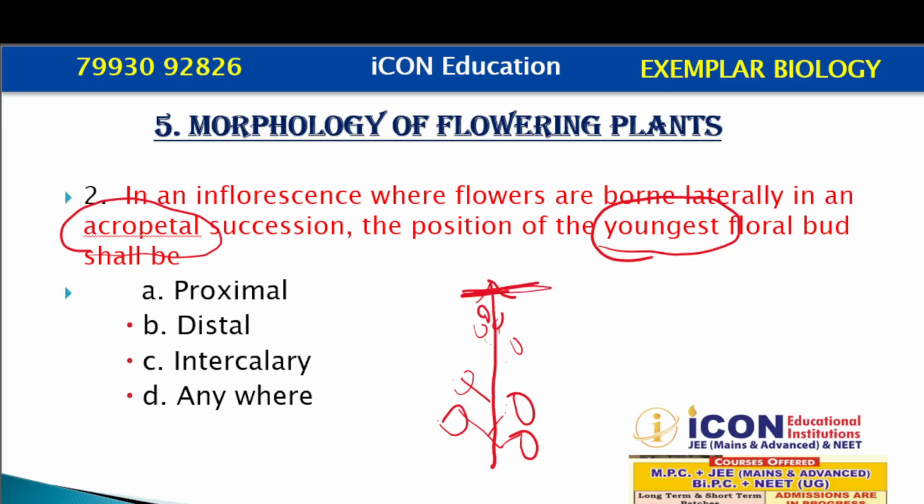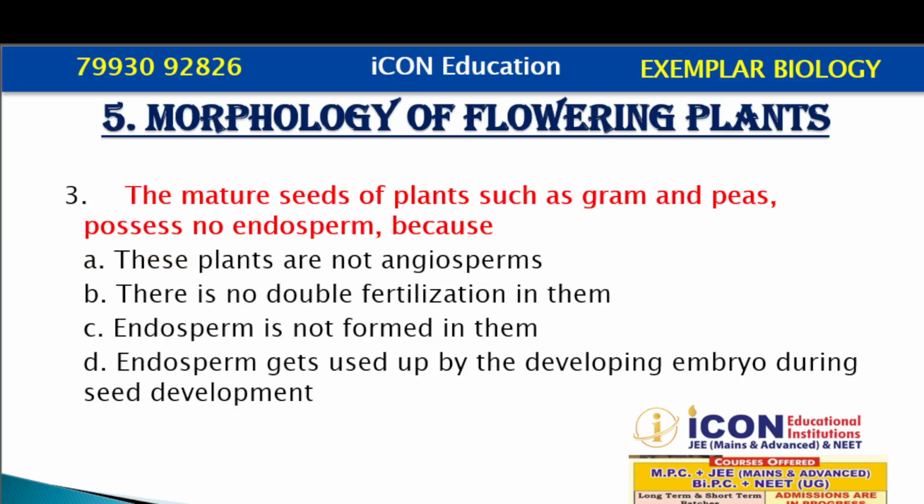So just now, as I told you, the tip region is called the distal end. The distal end will have the youngest flower. So the correct option is option B, that is the distal end of the inflorescence will have the youngest flower. Okay. Next, question number 3.